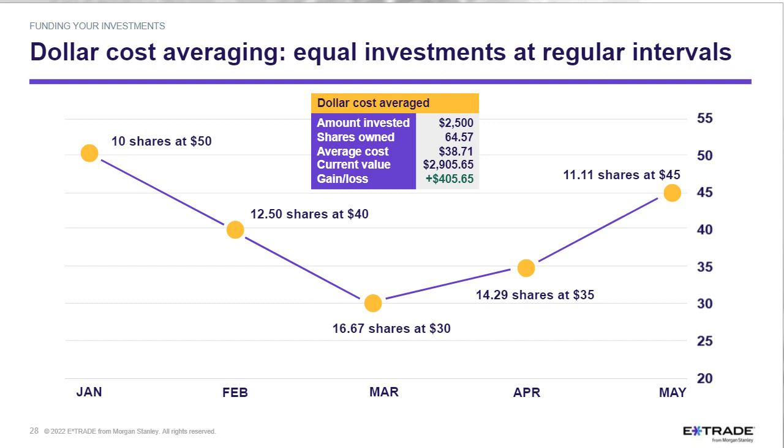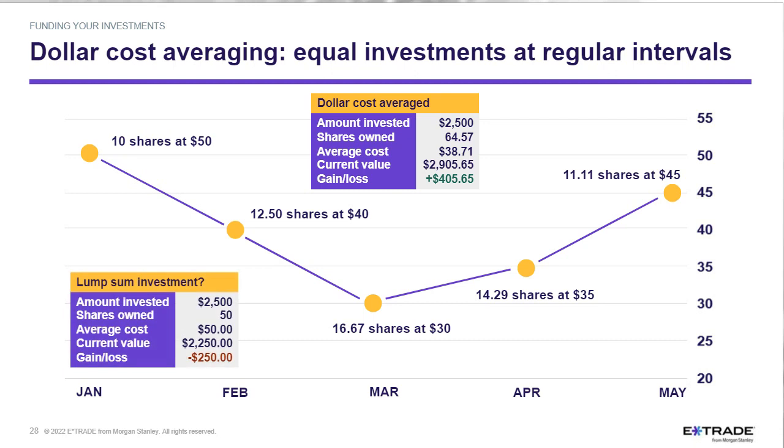The first trade was 10 shares at $50. The stock's $45 now, but I'm up $400 because I was also accumulating it at lower prices. The lump sum investor, someone who takes the whole $2,500 and puts it into the stock on day one, would have bought 50 shares at $50. The current value of that is now $2,250. So the lump sum investor is down $250. So in this case, the dollar cost average wins.